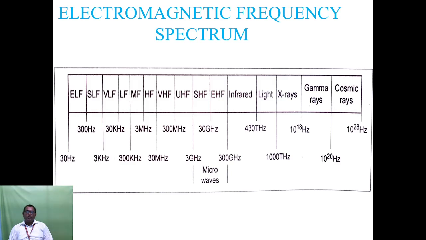And here we are using the microwave frequency from 3 gigahertz to 300 gigahertz. It is called super high frequency, and the extra high frequency starts at 30 gigahertz. Then the infrared, light, X-rays, gamma rays and cosmic rays. These ranges go from 300 gigahertz to 430 terahertz, then 430 to 1000 terahertz, and 10 power 18 hertz, 10 power 20 hertz, and 10 power 28 hertz respectively for the electromagnetic frequency spectrum.